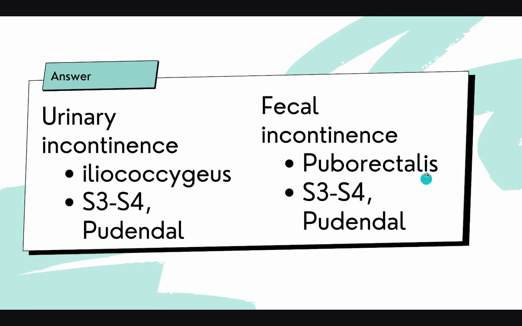And if there's weakness in the puborectalis muscle, this leads to fecal incontinence, and again, it's supplied by the S3, S4, or the pudendal nerve.